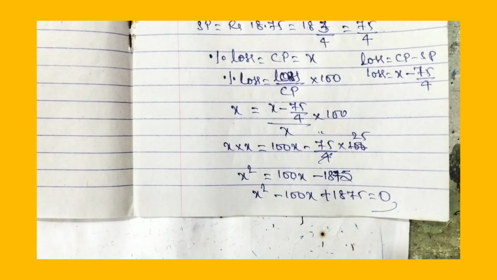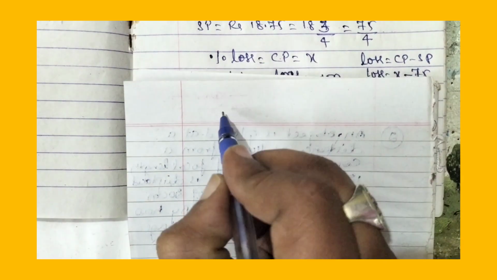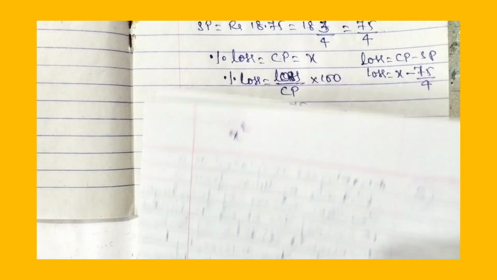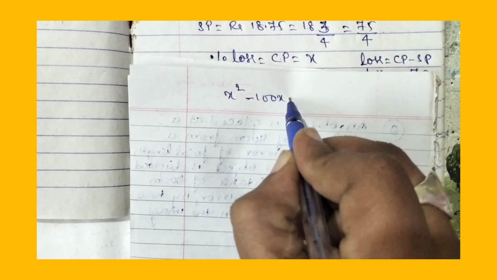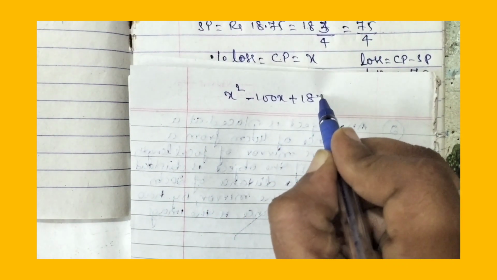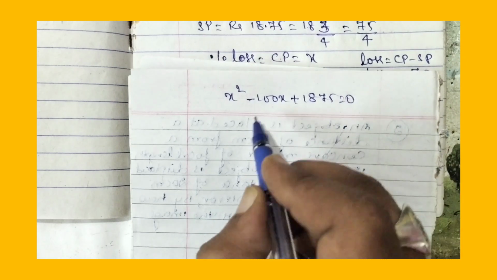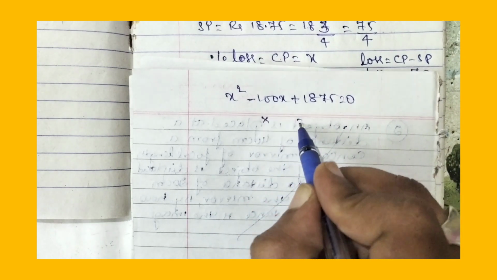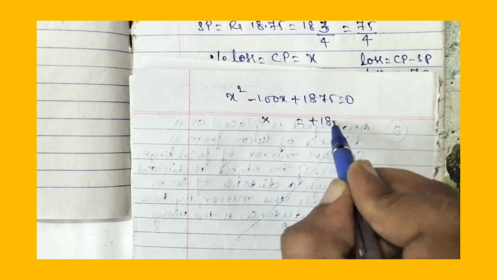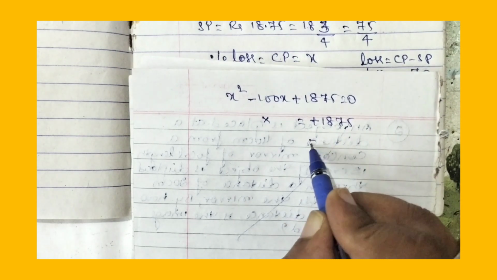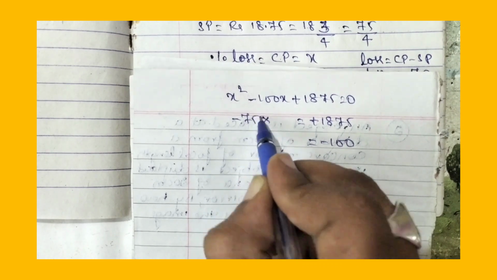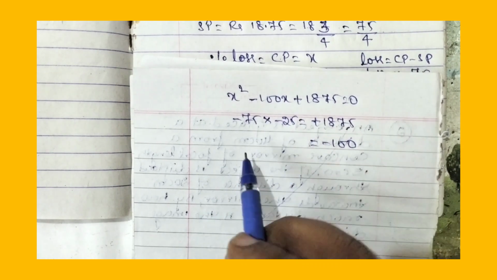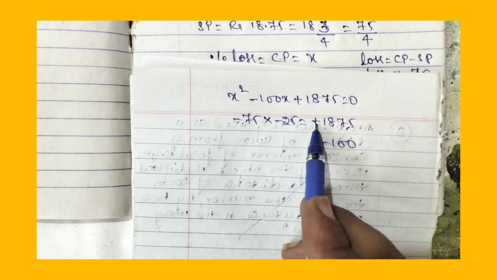So now let us factorize it. What we got: x square minus 100x plus 1875 is equal to 0. If you multiply any two numbers, you have to get plus 1875. If you add or subtract, you have to get minus 100. One is minus 75, another one is minus 25. Minus into minus is plus.